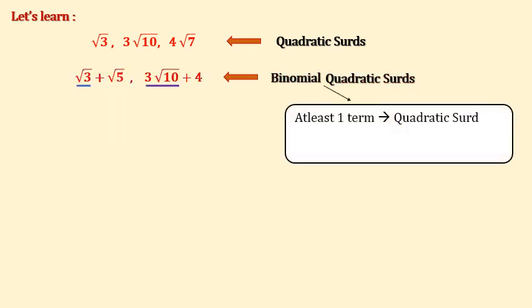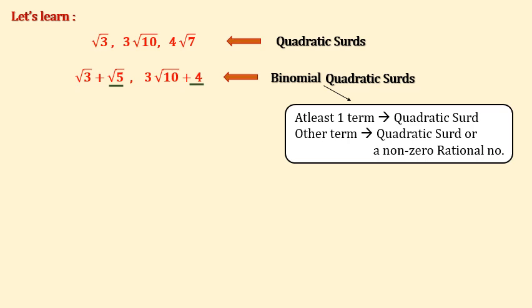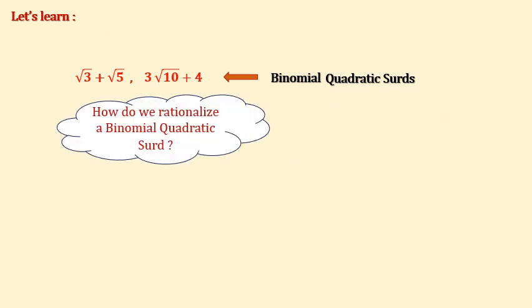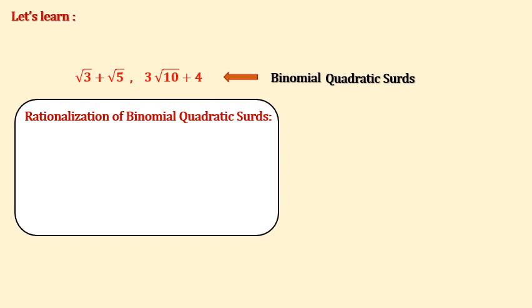So, in a binomial quadratic surd, at least one term should be a quadratic surd. The other term may be a quadratic surd or a non-zero rational number. In the given examples, root 5 is a quadratic surd, 4 is a non-zero rational number. Now, the question is, how do we rationalize a binomial quadratic surd? Let's learn with the help of an example.